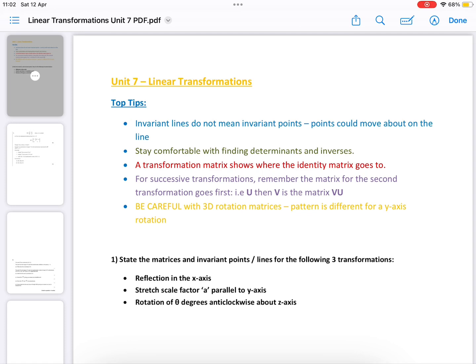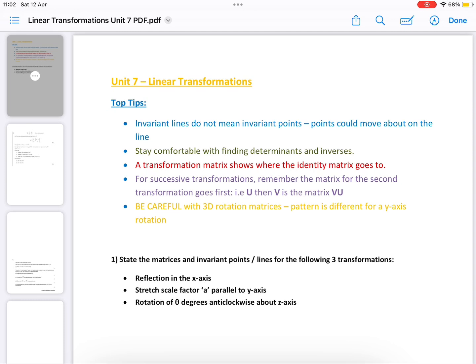The first one is to remember the difference between invariant lines and invariant points, because if it's an invariant line, the points could still be moving about on the line, so they're not the same. And the second one is to stay comfortable with all the chapter 6 skills on finding determinants and inverses, because they might throw in algebra into a linear transformation and you then can't rely on your calculator to do that.